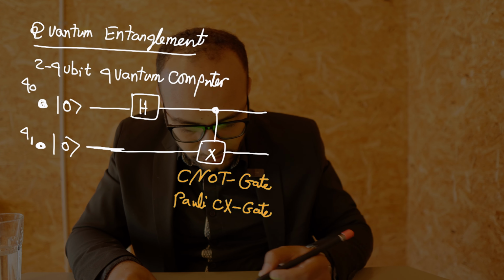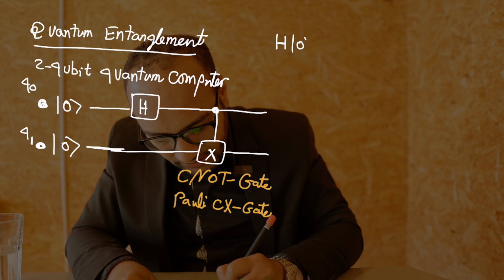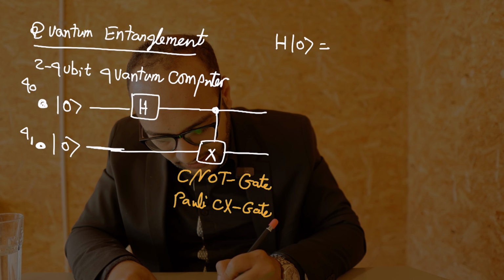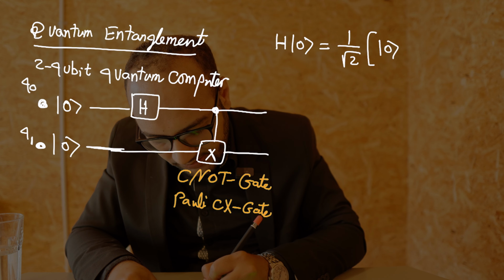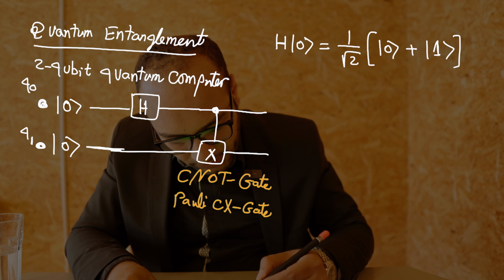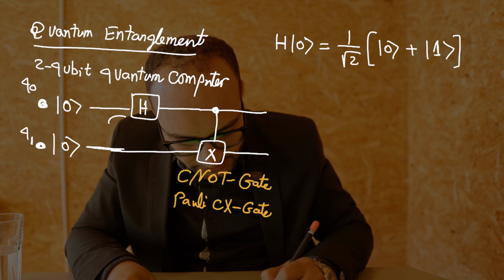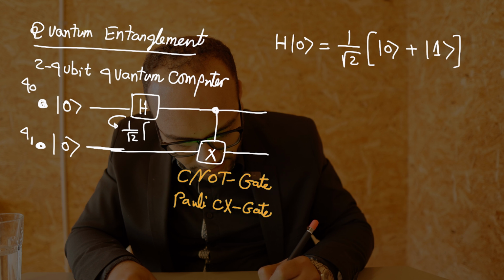What does Hadamard do? If Hadamard acts on ket 0, or a qubit in the ground state, it projects it into a superposition. So it makes it half in the ground state and half in ket 1, which we call the excited state, for example. So that's what will happen. The action of the Hadamard gate will bring this qubit into a superposition.